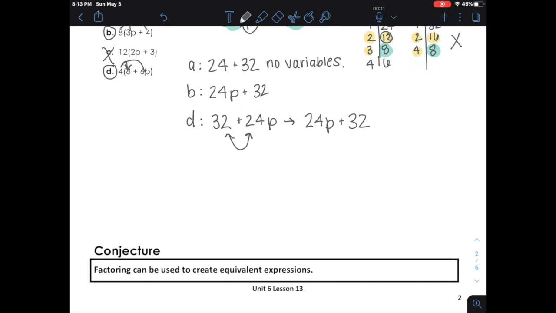So, is our conjecture true? Factoring out can be used to create equivalent expressions? Absolutely, guys. And using equivalent expressions, you'll start to see that it's a lot easier. It's not as many steps as it would be for an expression that hasn't been simplified.